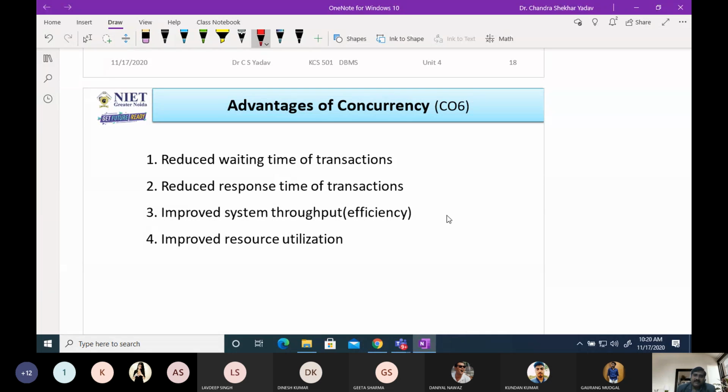And see here the advantages of concurrency. Reduced waiting time of the transactions. We can reduce average waiting time of the transactions. We can reduce response time of the transactions. We can improve the throughput of the system, and we can improve resource utilization by allowing concurrency in our system. So these are the various advantages of using concurrency. You have already studied this concept in operating system. In place of processes, we will use transactions, and a transaction is also a type of process. But in a transaction, generally we perform read and write operations over databases.